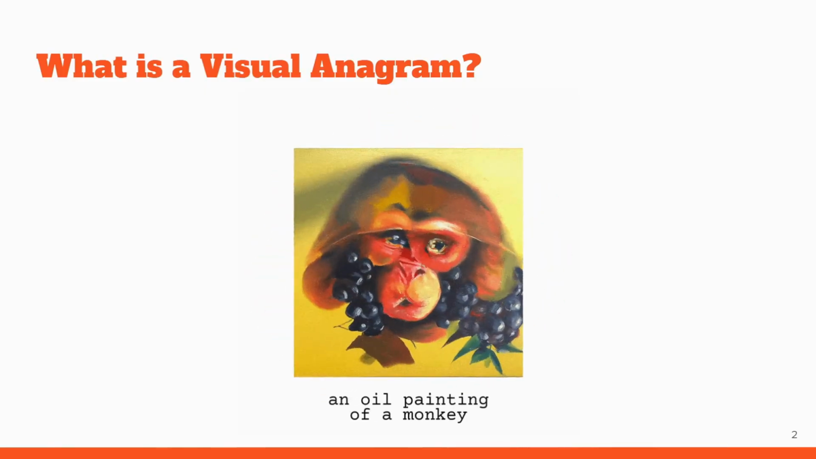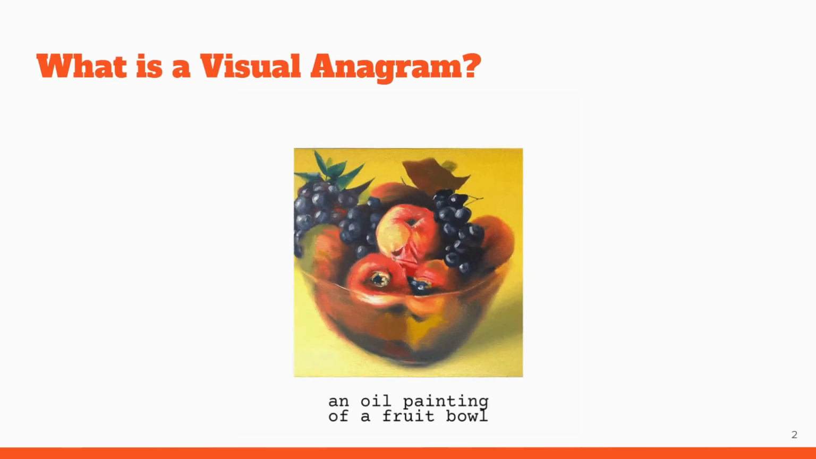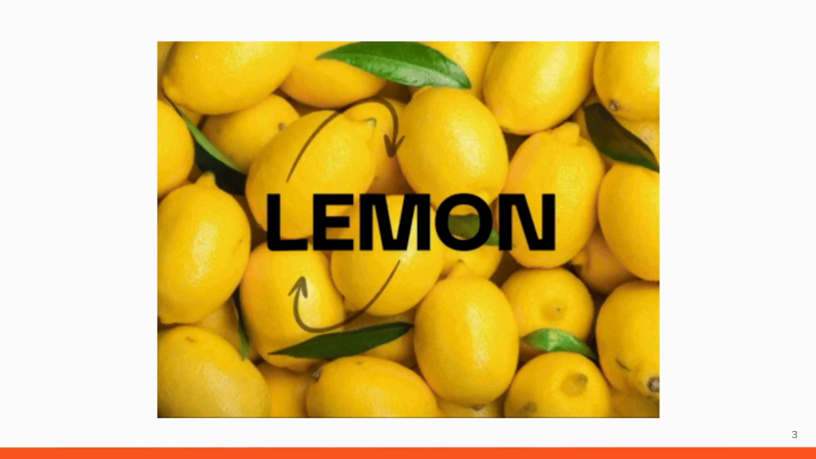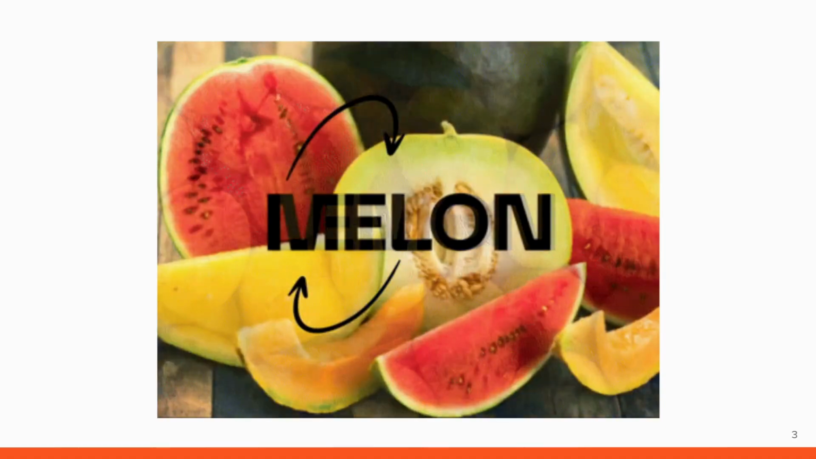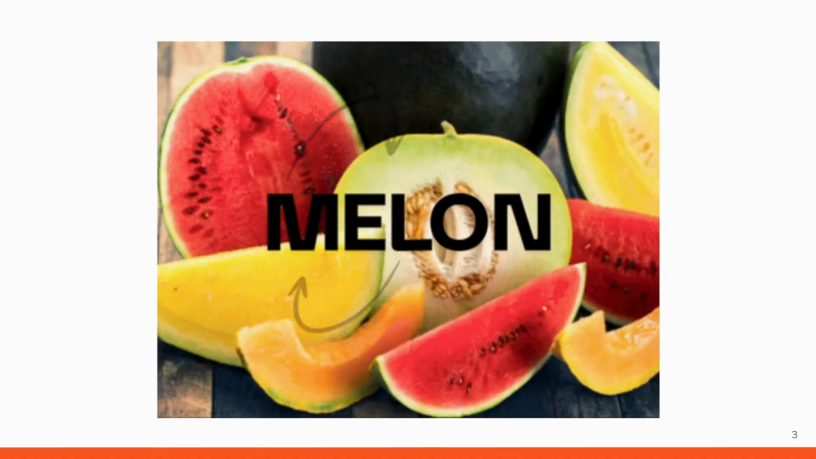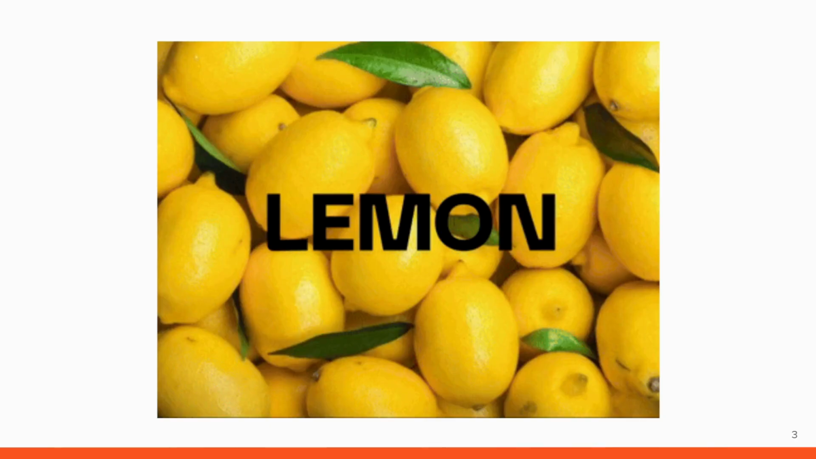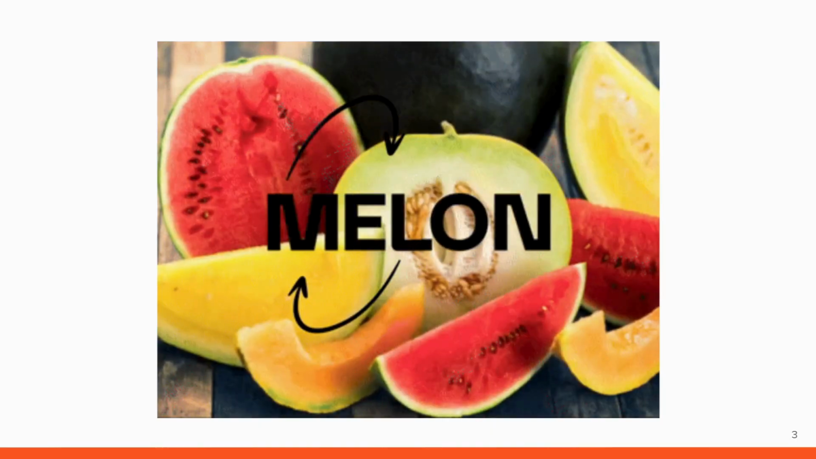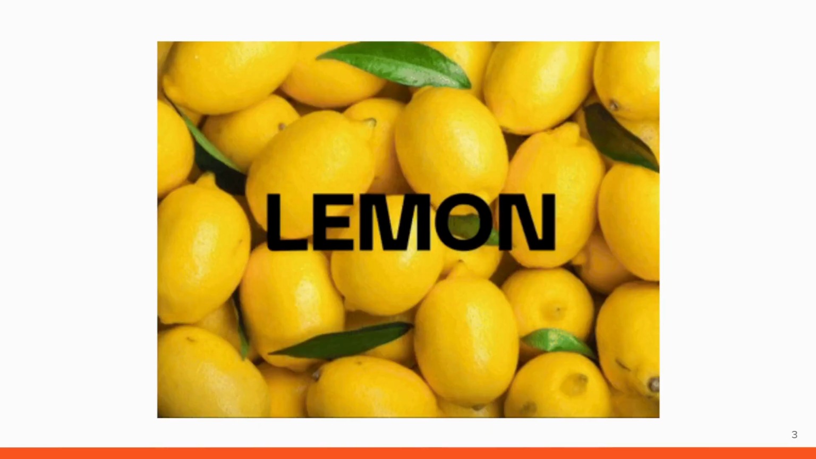Here is an example. This is an image that looks like a fruit bowl, but when you rotate it, it becomes a monkey. This is called a visual anagram, which is one image but two interpretations. Just like word anagrams rearrange letters to form new words, visual anagrams reinterpret the same pixels to reveal two different images. In the next few minutes, I'll walk you through the motivation, methodology, implementation, and results of our work.